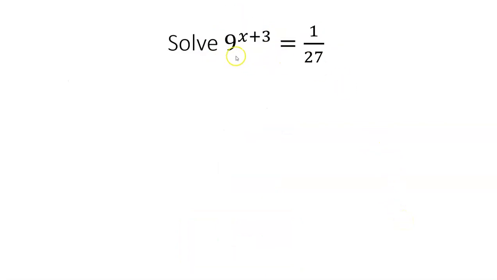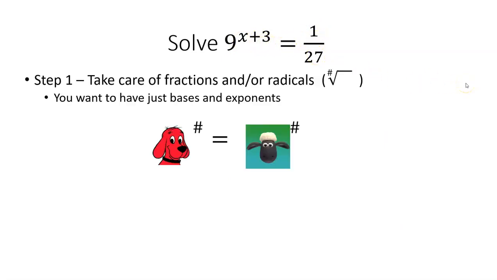We're going to solve 9 to the x plus 3 power equals 1/27. Our first step is to take care of fractions or radicals. Remember, we just want something to a power equals something to a power. And we're okay if the powers are fractions, we're okay if the powers are negative. But we don't want radicals, we don't want fractions. And we've got a fraction right here, 1/27. We want to write that in exponential form.